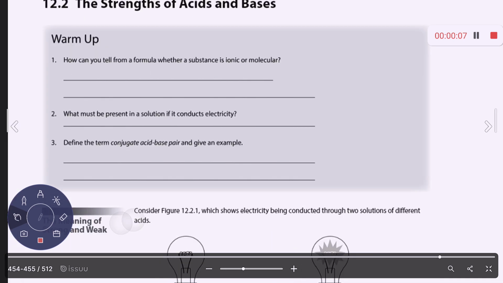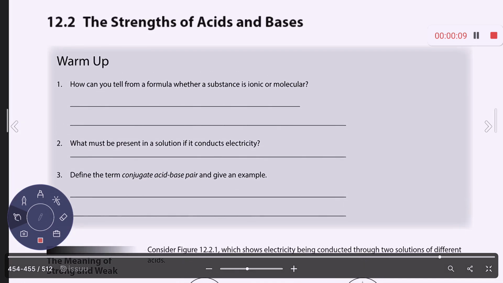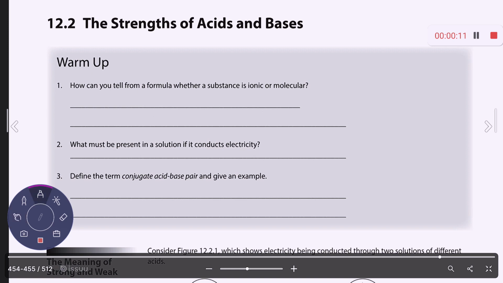Let's take a look at the warm-up. How can you tell if a chemical formula is ionic or molecular? Which one? Yeah. So ionic is made of ions. What else? I just gave you notes on this in the previous section. Yeah, molecular is made of nonmetals.